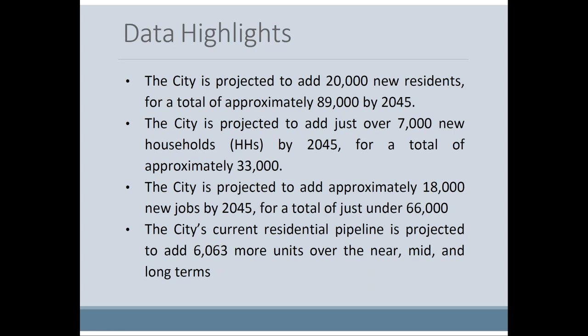So as you can see, the city is projected to add basically 7,000 new households or 20,000 new residents by 2045, and also projected to add 18,000 new jobs. Of note, the city's current residential pipeline, this is plans of planned housing types over the near, mid, and long term, is projected to add a little over 6,000 units. So with 7,000 new households, that is about a 1,000 household gap over time.